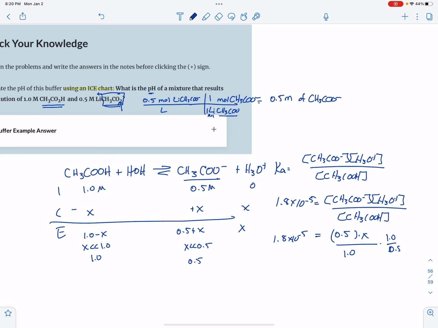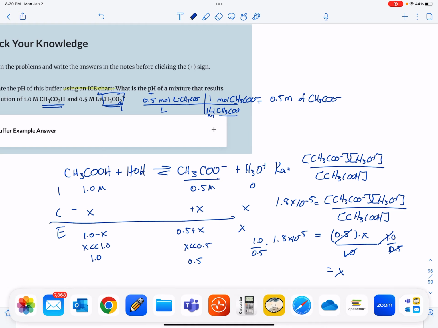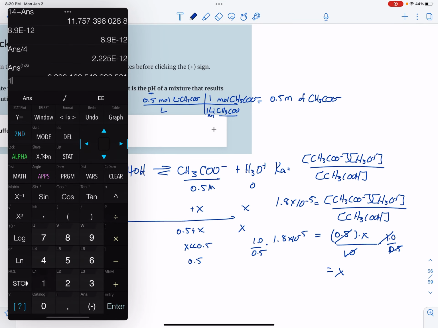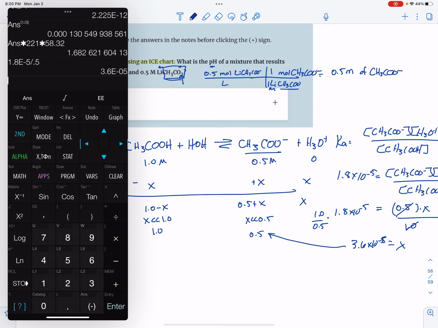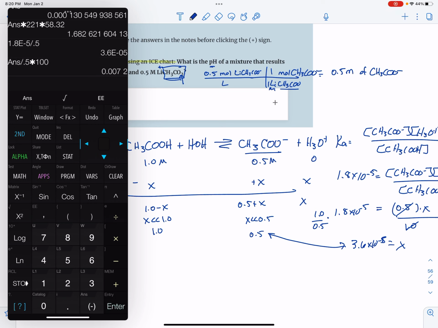But I'm going to go ahead and divide by my 0.5 at the same time. So that'll cancel all those out so that I just have X. So I'm going to bring over my calculator. 1.8 e to the minus 5th times 1 divided by 0.5 is 3.6 times 10 to the minus 5th. And this is where I can really easily, with my calculator, do a quick check. I'm just going to compare the X to that term right there. Is this number divided by 0.5 times 100 less than 5%? And yeah, look how small that is. So it's totally fine to make that assumption.